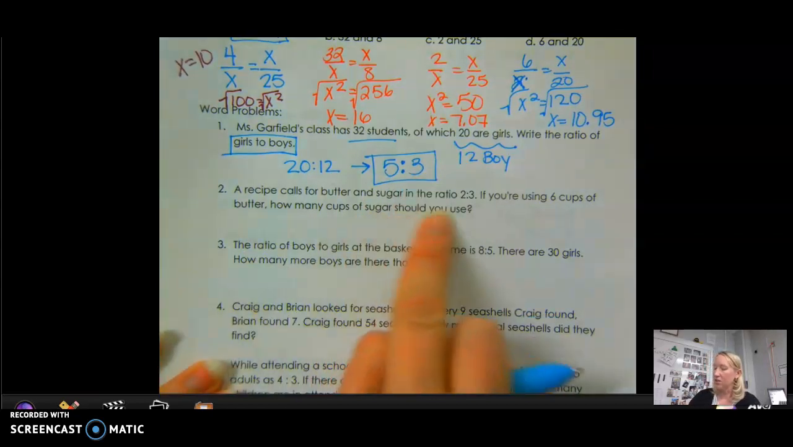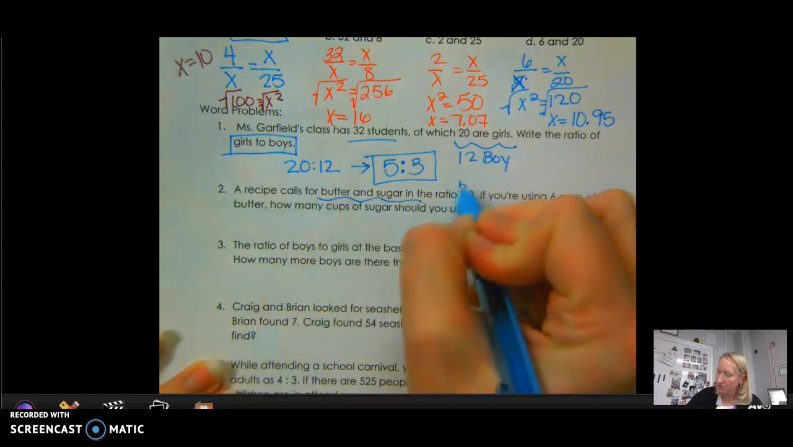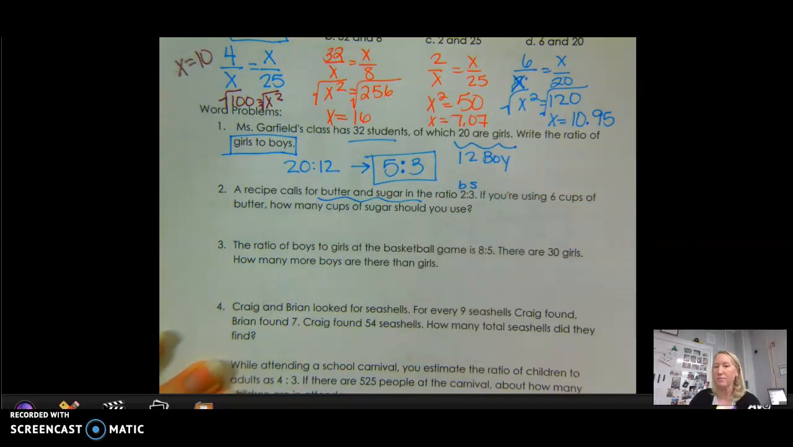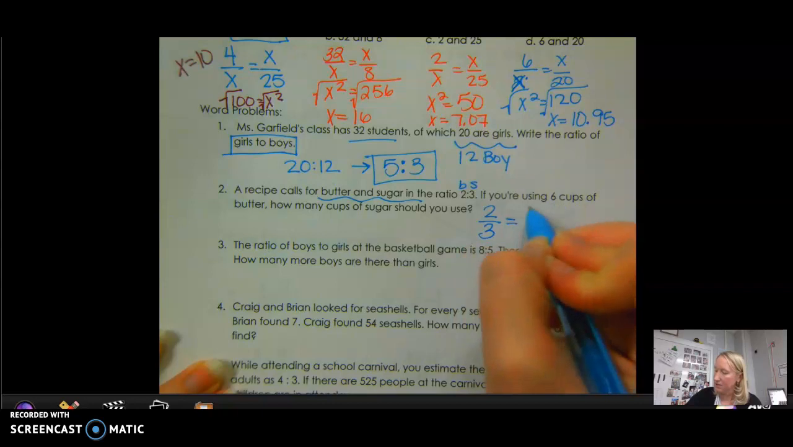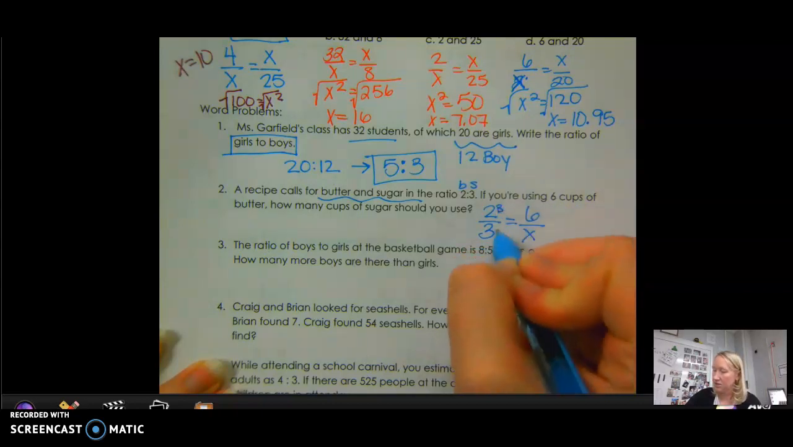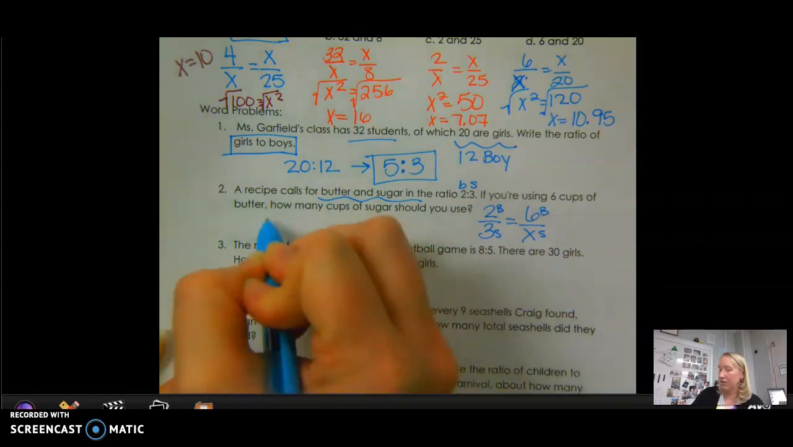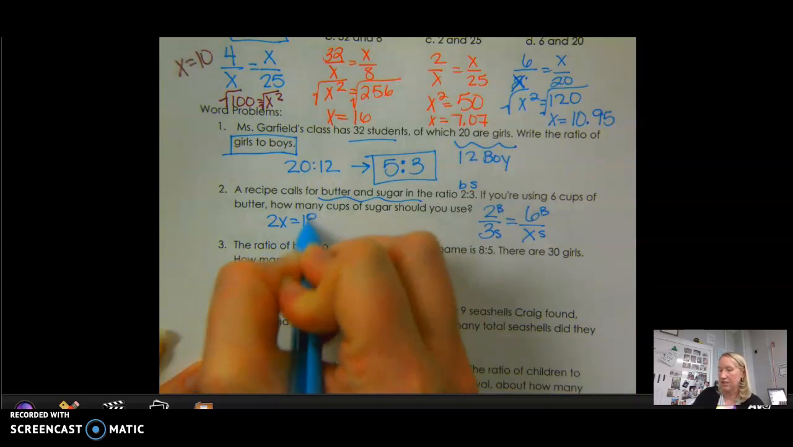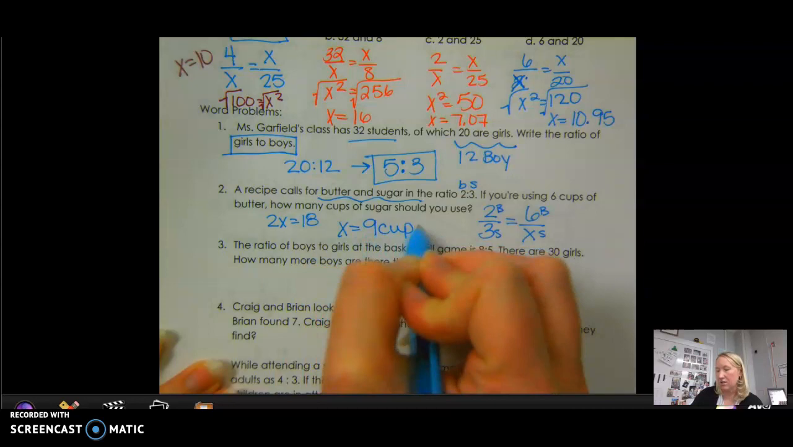Recipe calls for butter and sugar ratio of 2 to 3. So butter and sugar, so 2 must be butter, this must be sugar because of the order. You're using 6 cups of butter, so butter to sugar equals 6 cups butter, butter went on top, to sugar, okay? This is butter, this is sugar, this has to be butter, this has to be sugar, it has to match up. Cross multiply, and we get 2x equals 18. Divide by 2, so that means 9 cups of sugar.